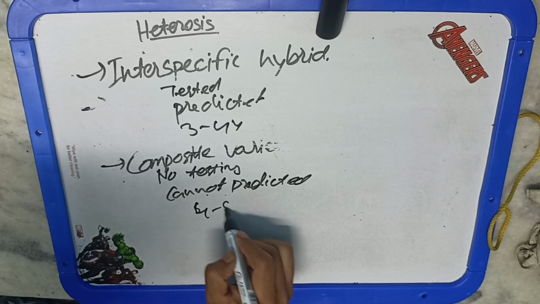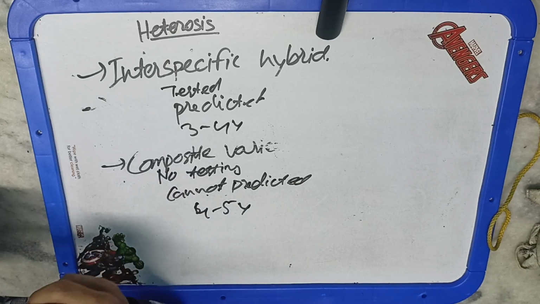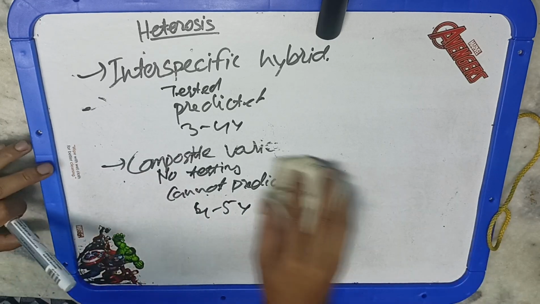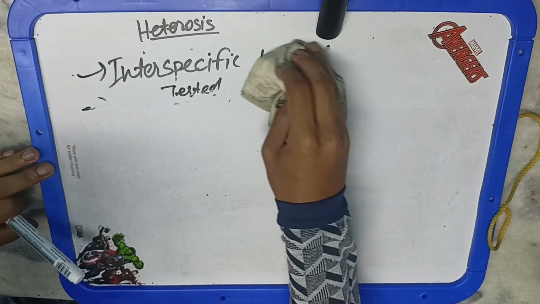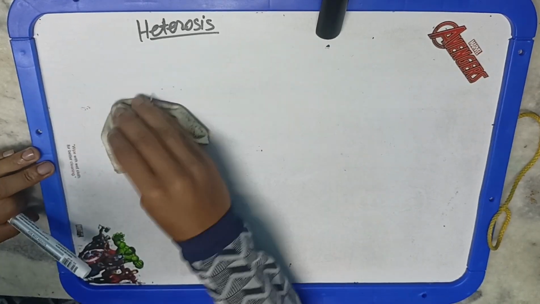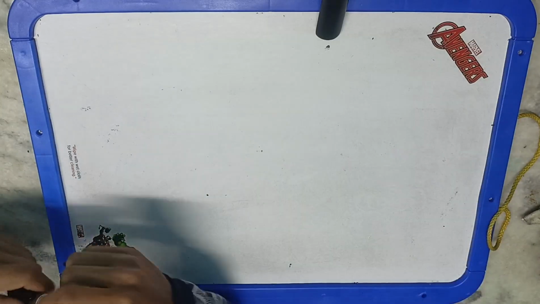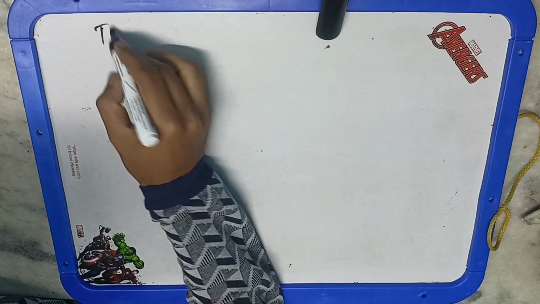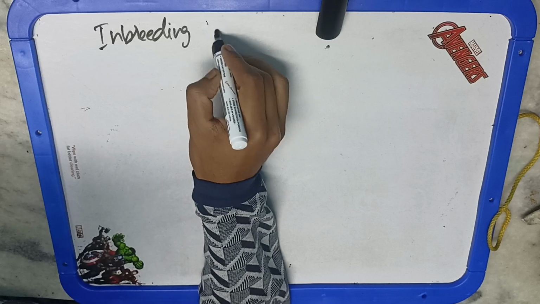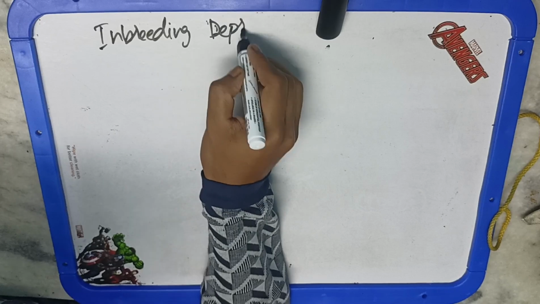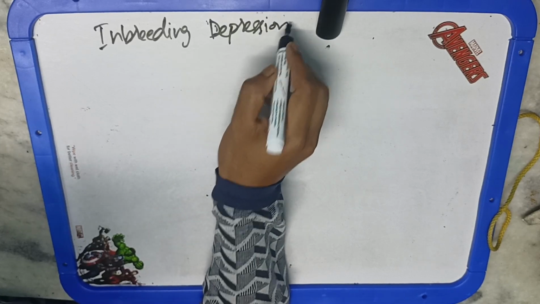Then the next concept is inbreeding depression. This concept is just opposite to heterosis. In heterosis, we were talking about the superiority of F1 over the parent. Here we are saying the F1, or the progeny, is producing poorer than the parents. That's why we call it inbreeding, or consanguineous mating.